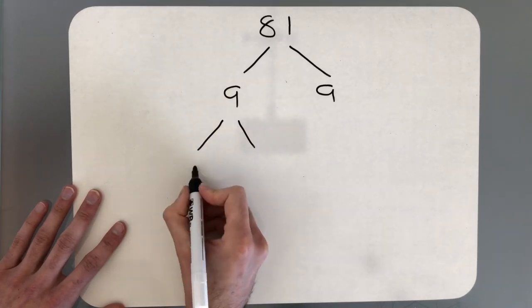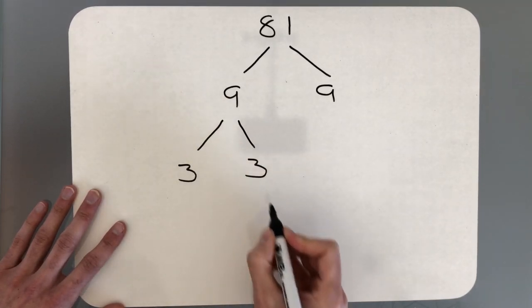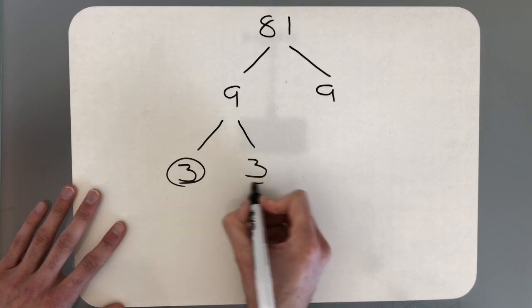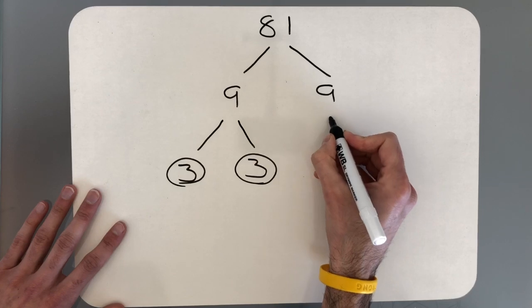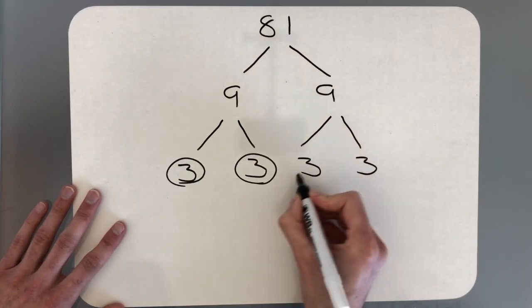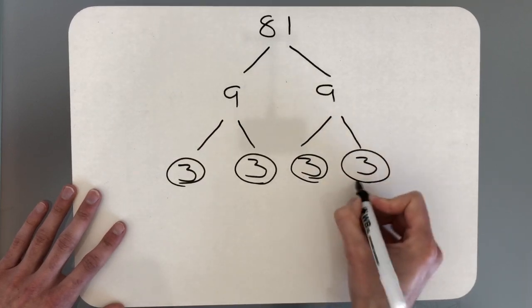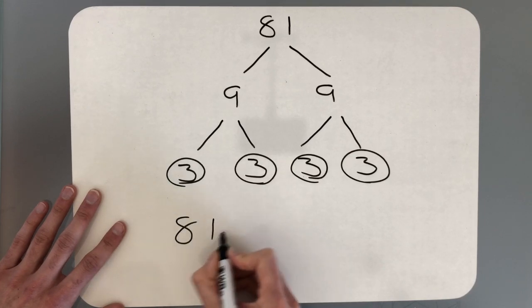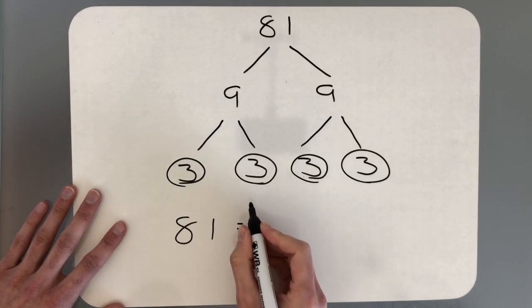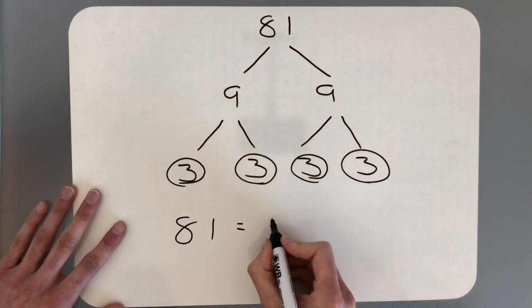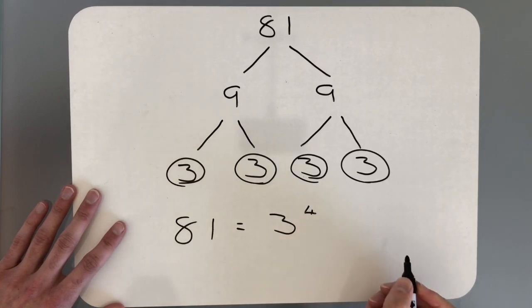I break the number 9 down to 3 multiplied by 3. Now at this stage we know that the number 3 is a prime number, so let's circle. And we'll deal with this other branch. 9 gives us 3 multiplied by 3. Again, we will circle. And now we're going to write our final answer. So 81 is equal to, now we could write 3 multiplied by 3 multiplied by 3 multiplied by 3, but in a neater way, we're going to write that as 3 to the power of 4.